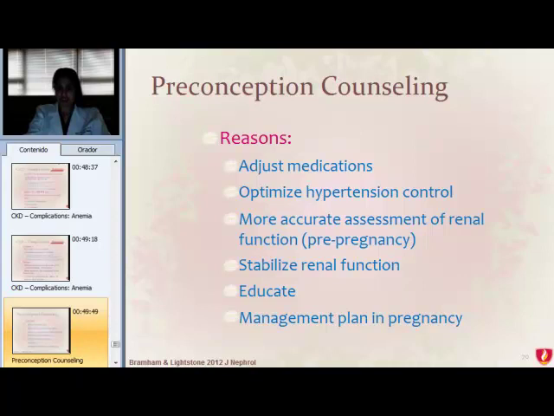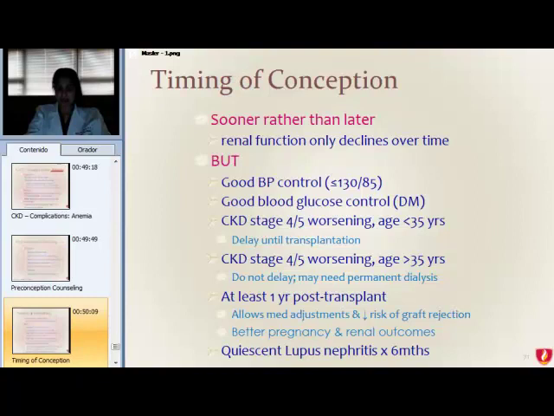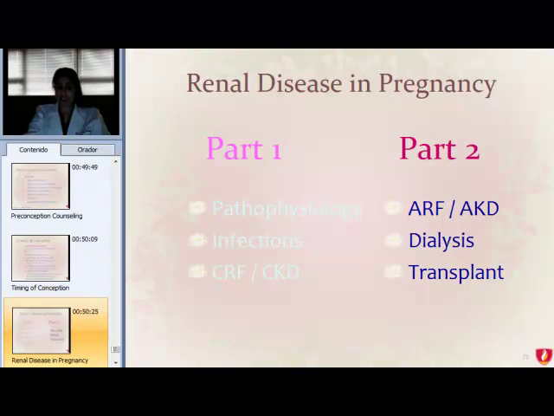If you get a chance to see a patient with chronic kidney disease preconceptionally, I would recommend you use it to adjust their medications, optimize their blood pressure control, accurately assess the renal function, educate, and set a management plan for pregnancy. And these patients should get pregnant sooner than later because their renal function will only decline over time. However, they should have good blood pressure control, good blood glucose control.